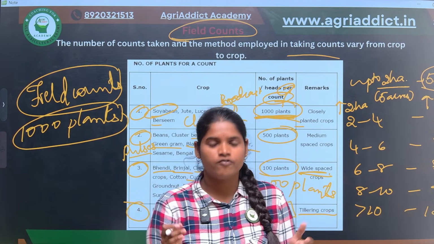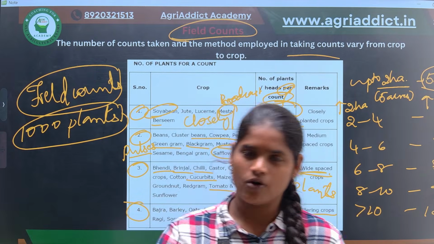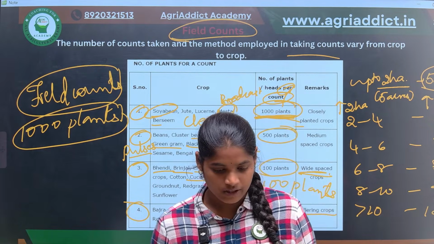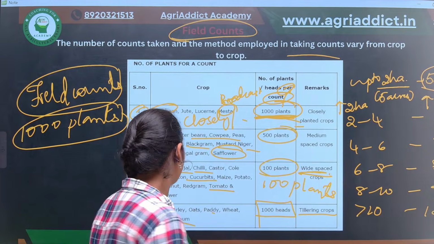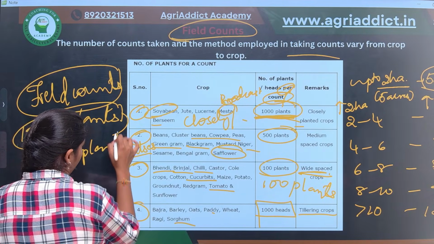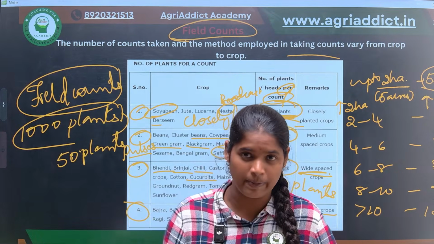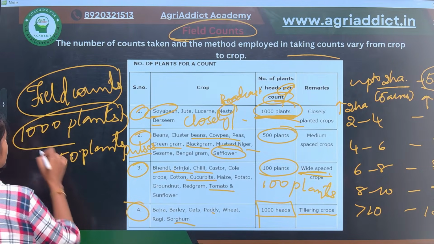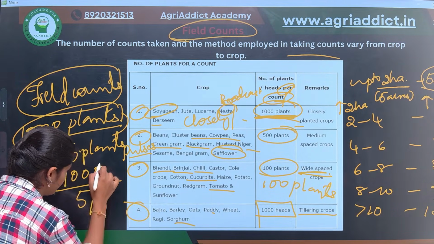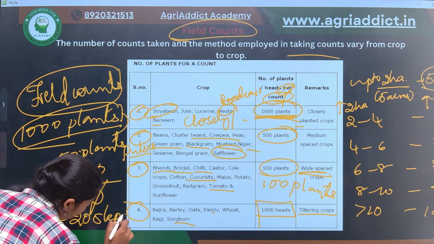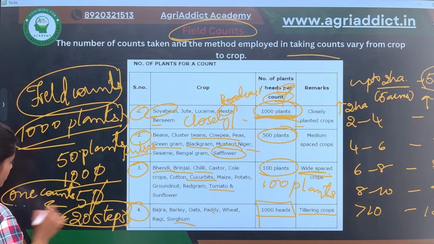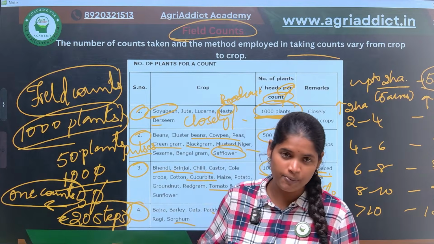The field inspector will come and walk through the field, and he may count with 1 step. For example, with 1 step he can see 50 plants. By taking 1 step, he can cover 50 plants. Then how many plants do we have to inspect? That is 1000. From 1 step we can cover 50, so minimum 20 steps we should take to complete 1 count, right?